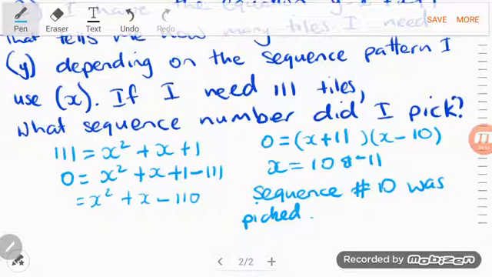Okay, and that's all you have to write. They didn't ask why. If they ask you why, then you can say, because 10 is a positive number. Well, from your working, you got that the possible sequence numbers would be 10 and negative 11. However, we don't have a negative sequence number, so it's got to be 10.